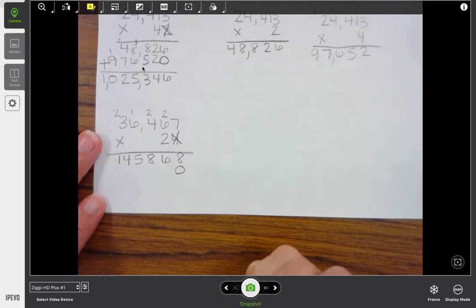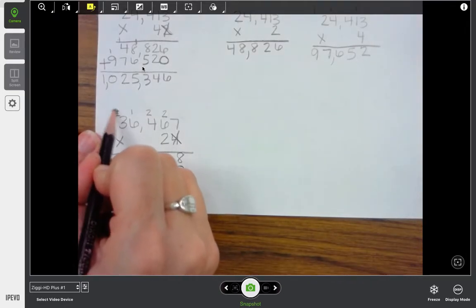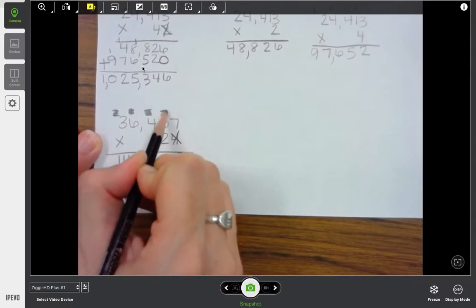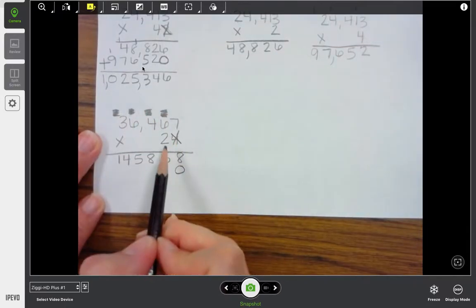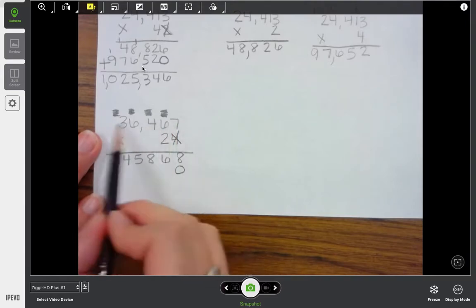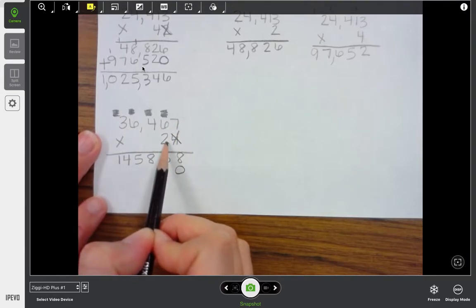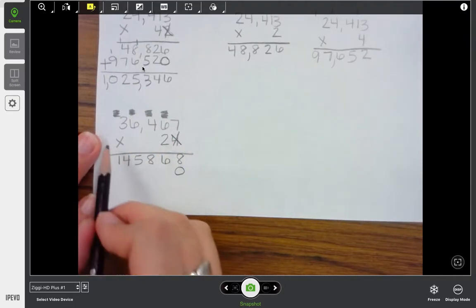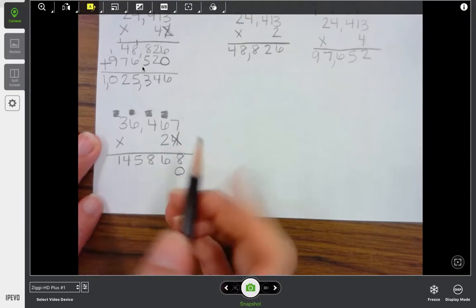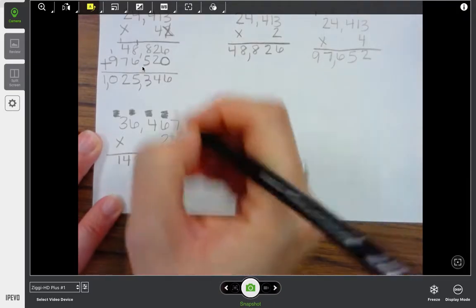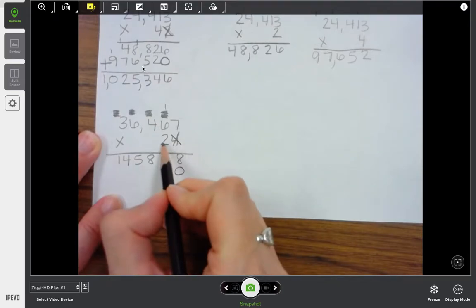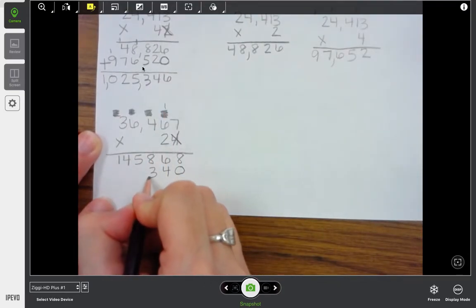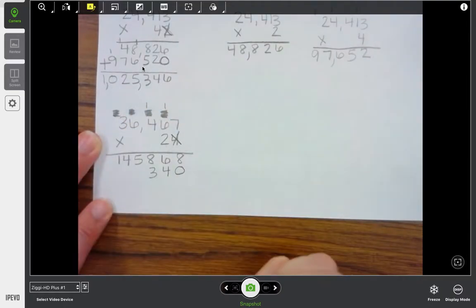Now, one other thing that I'm going to do is mark out all of these numbers that I carried so that I don't get confused when I go on and multiply these numbers by this 2 here. Okay, so I've marked out all the numbers I carried from my 4. So now, 2 times 7 is 14. So I put my 4, I carry my 1. 2 times 6 is 12, plus 1 is 13. So I'm going to put my 3, I'm going to carry my 1.